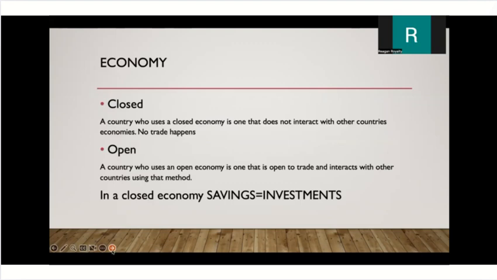A closed economy is one that does not interact with other countries' economies. So no trade happens in a closed economy. While an open economy is one that is open to trade and interacts with other countries using that method. One thing that's important to remember is that in a closed economy, savings equals investments, and we'll get to that in a little bit.